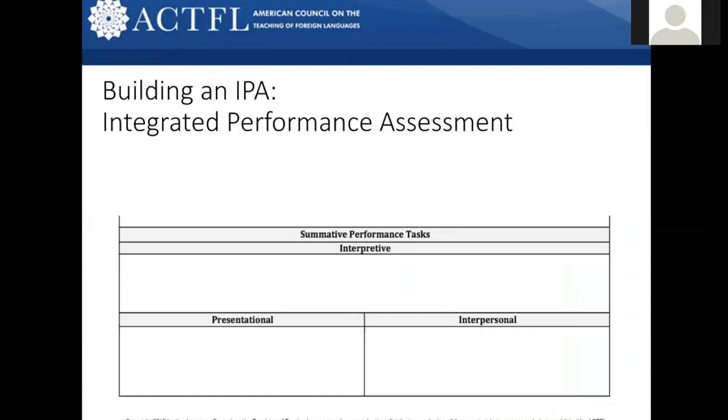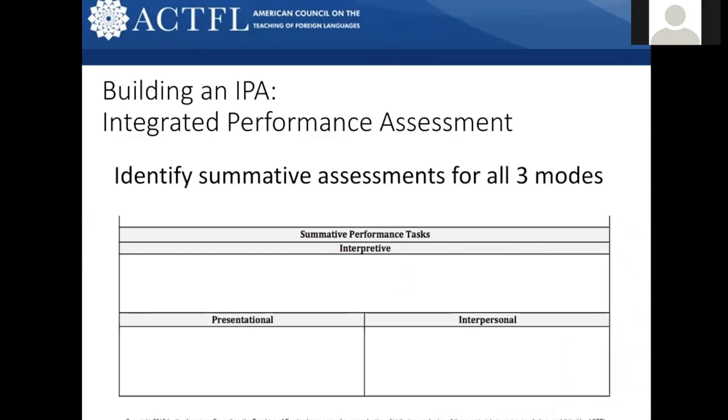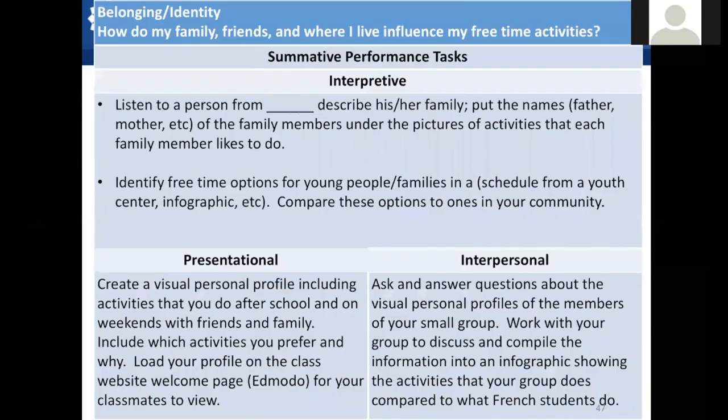So as you can see here, you're going to start with a blank summative performance task, and then start to identify in all three modes what it is that you would like to have the students do to answer the question, how do my family, friends, and where I live influence my free time activities? These are samples from Laura Terrell's website, the wiki spaces that I had mentioned, and you can see that there are different tasks for each of the three modes. These do not have to be completed on the same day.